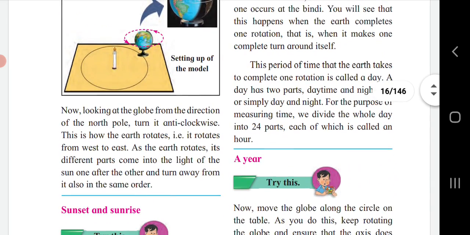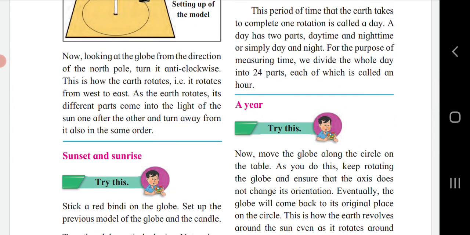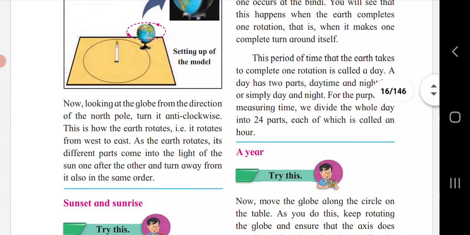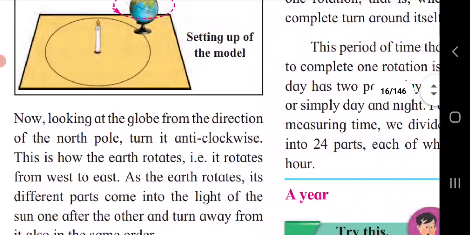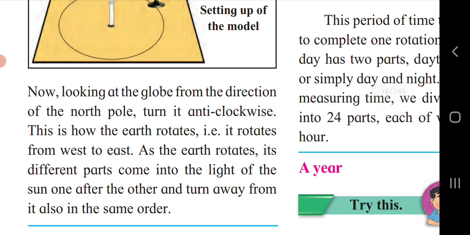We had seen the rotation, sunset and sunrise. The movement of the Earth around its axis is called rotation. The part of the Earth that faces the sun has day, while the other part which is not facing the sun has night. The Earth rotates from west to east. During its rotation, the different parts of the Earth come into the light of the sun one after the other, and also turn away in the same manner.